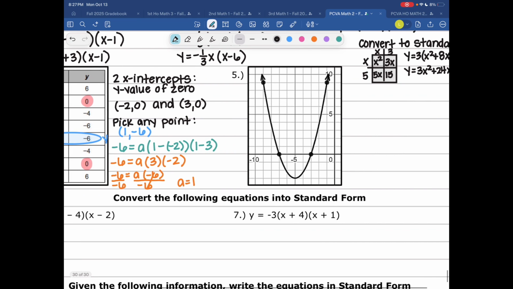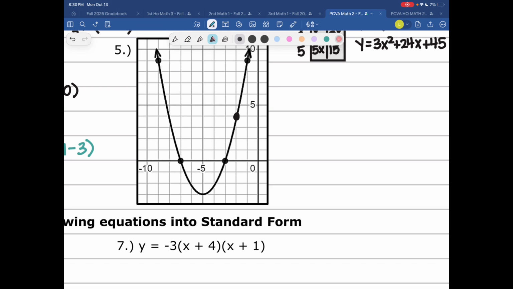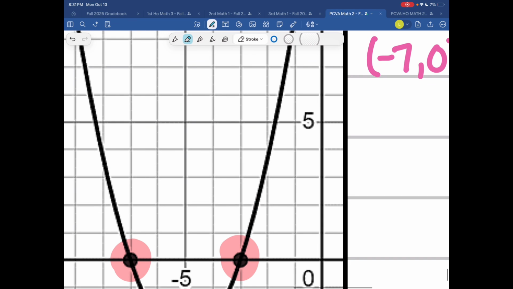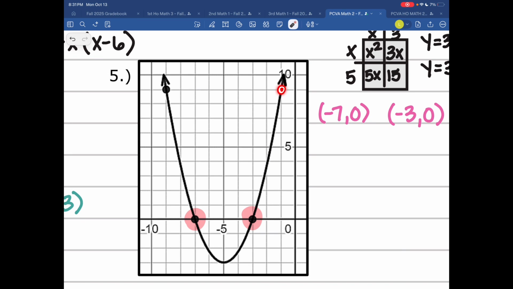All right, same rules apply if I have a graph. So we have our x-intercepts, and our x-intercepts are at (-7, 0) and at (-3, 0). Now, when we go to pick a point, we want to make sure that we're using a perfect point. My first instinct, oh, well, here's a perfect point. And it looks pretty close, but if you notice, it's off just a tad bit on that problem.